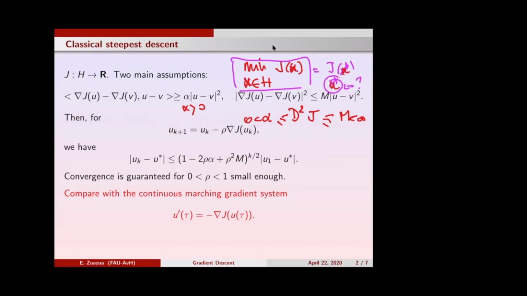If you want a minimizer of J, you can proceed in the following manner. You initialize the process as usual in fixed point arguments with any U0 in H. In some cases, you have some guess of what is a good initialization of the process. In many others, you will simply take U0 equals 0.